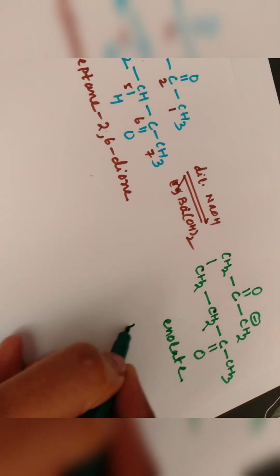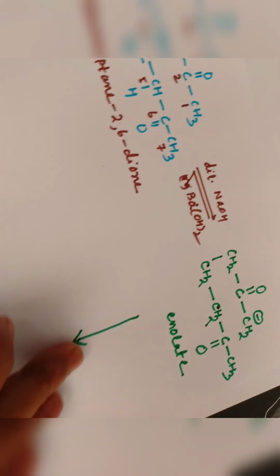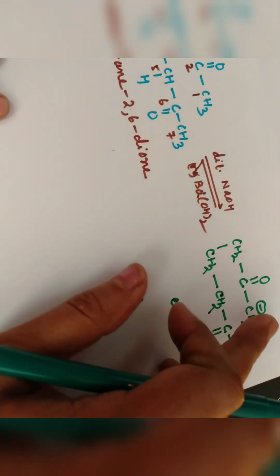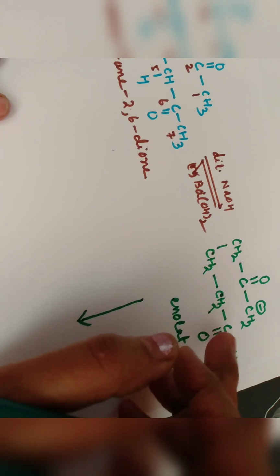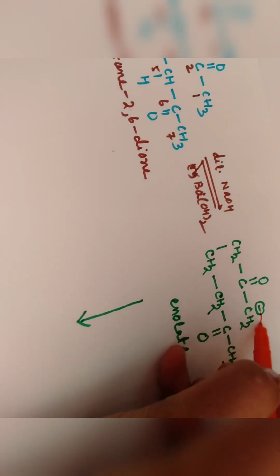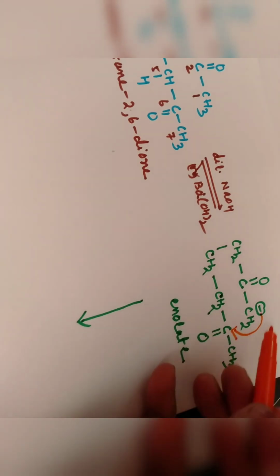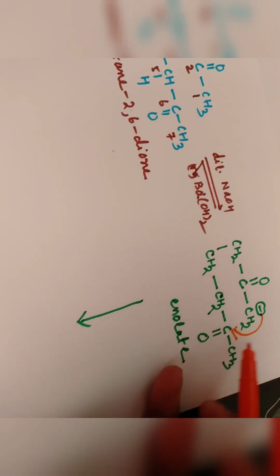Now what happens in the second step? There also the enolate ion, that carbanion, will attack the carbonyl carbon. Here also the same thing happens. The enolate ion, the carbanion, attacks the carbonyl carbon, and this goes to this position. Now see here, what will be the product formed?